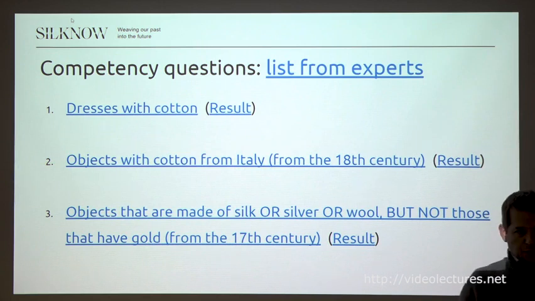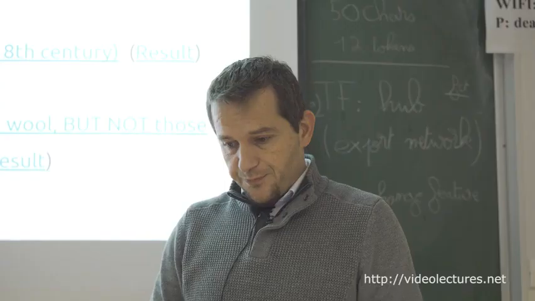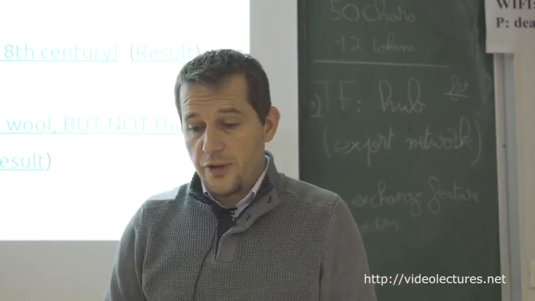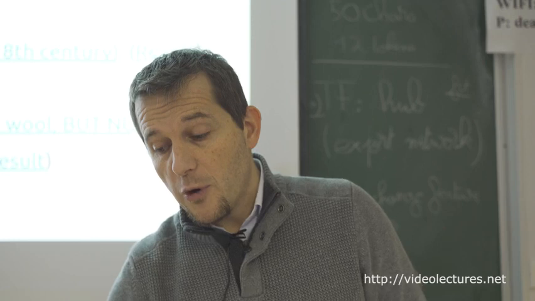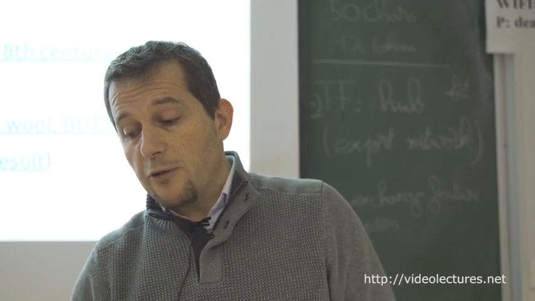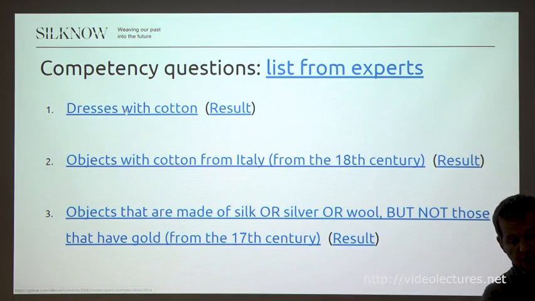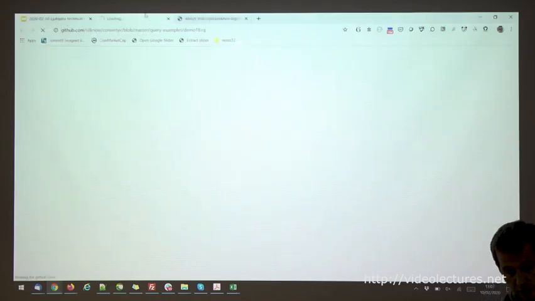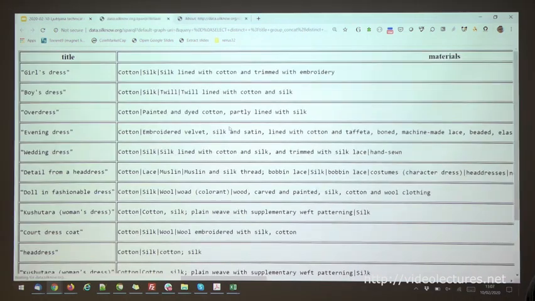More generally, we have asked the cultural heritage experts to make a long list, a wish list of questions that they would love to be able to answer. Those are examples of queries that show the power of the knowledge graph. For example, an expert may be interested to have all the objects that correspond to dresses with the cotton material. So this is the query. It's not that useful, but these are the results.